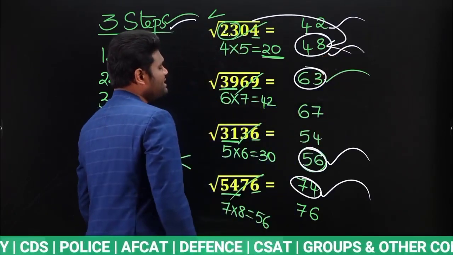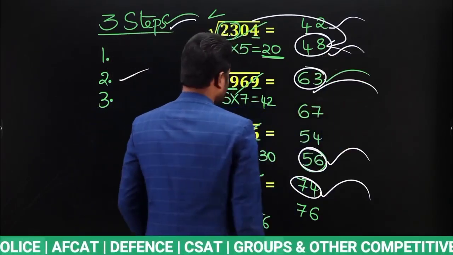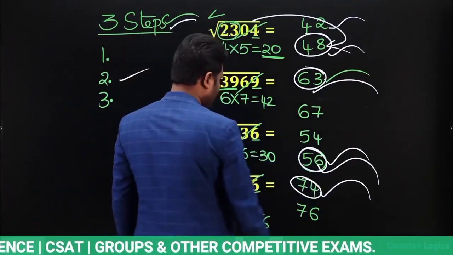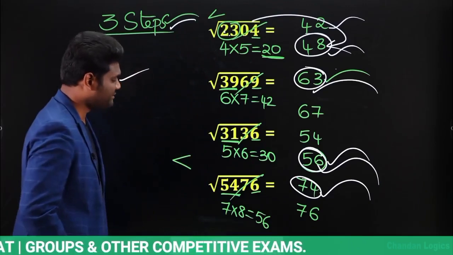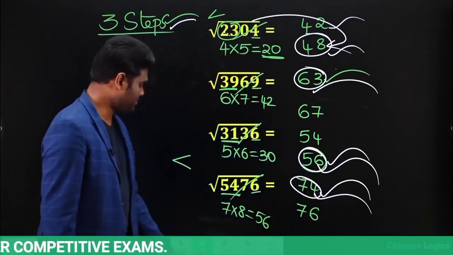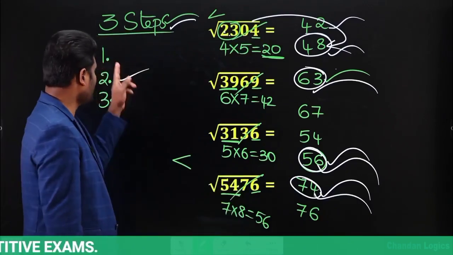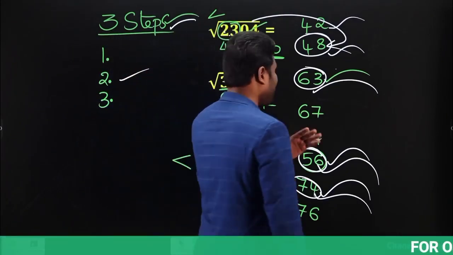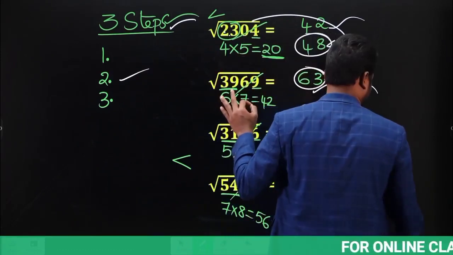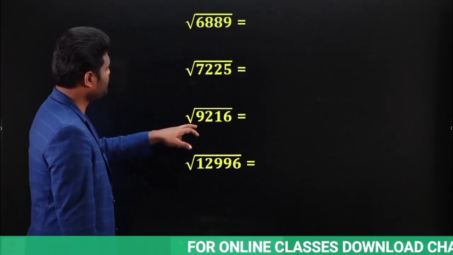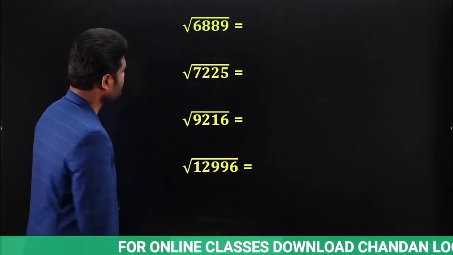Square root of 3969 is 63. Square root of 3136 is 56. Square root of 5476 is 74. Is that clear? Very simple. 3 steps procedure. If you follow these 3 steps, automatically you can calculate the square root of any perfect square number very easily. We have some more examples. Look here, some more examples. We can solve this also.